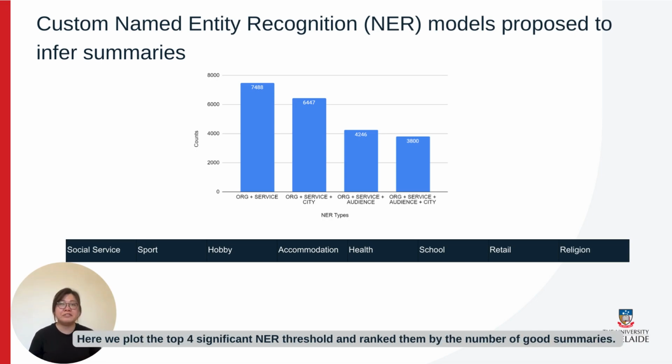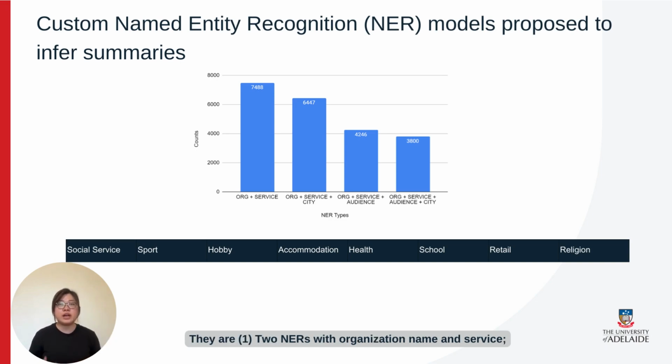The various combinations of NER labels can be our manual evaluation threshold. Here, we plot the top 4 significant NER thresholds and rank them by the number of good summaries. They are 2 NERs with organization name and service, 3 NERs with organization, service, and city, another 3 NERs with organization, service, and audience, and finally 4 NERs with organization, service, audience, and city.